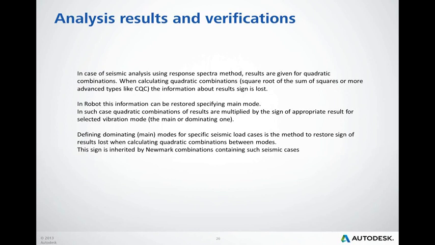In such case, quadratic combination of results are multiplied by the sign of appropriate results from the selected vibration mode, the main or dominating one. Defining the main mode for a specific seismic load case is the method to restore the sign of the results. The sign is inherited by numeric combinations containing such seismic cases.